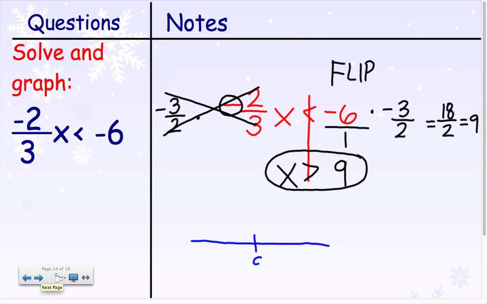Put a 9 in the middle, an 8 on the left, a 10 on the right. We need an open circle on 9. My arrow is pointing to the right. X is greater than 9. Numbers that are greater than 9: 10, 11, 12, 13, 14, 15.